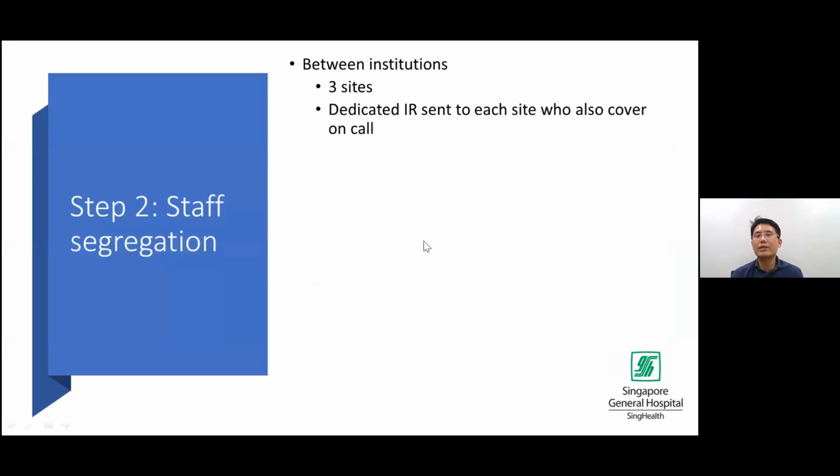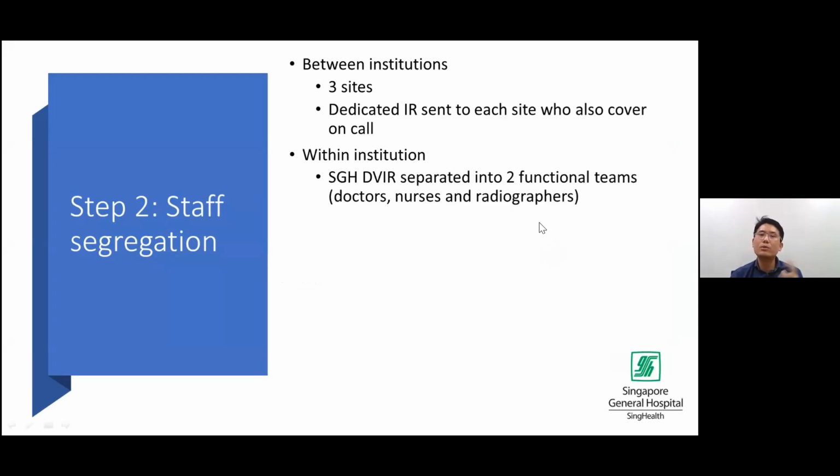Step 2, staff segregation. This is a cluster service here in SingHealth. We go on 3 sites, as you will hear from Dr. Farah later. Previously, we were covering each site on a day-to-day roster, on calls as well. But after this, when we went to DORSCON orange, we decided to send dedicated IRs to each site, who also cover on call. Within the institution, we have then divided into 2 functional teams, whether they are doctors or nurses and radiographers. This is just in case someone in the team is down and we need to quarantine the team, we can do that while still having a functional team to go on for reduced workload.